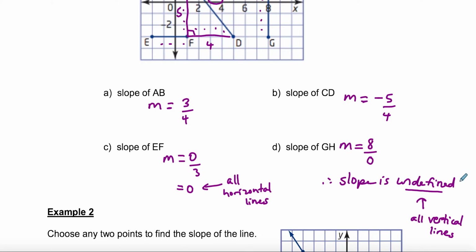And that will be true for all vertical lines. The slope will be undefined. So the horizontal lines, the slope is 0. It's flat, so the slope is 0. But I don't know, imagine that a vertical line is just so steep that it's undefined.